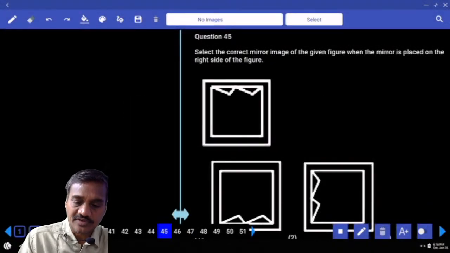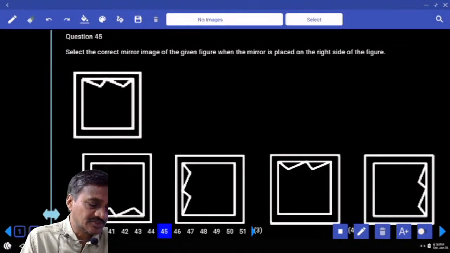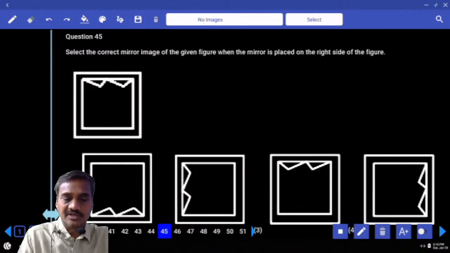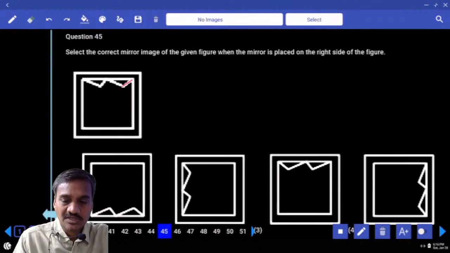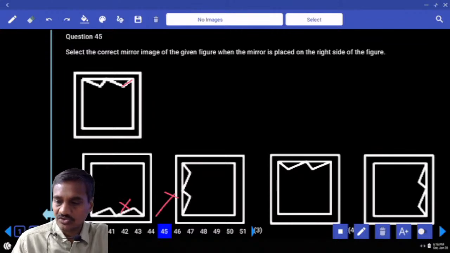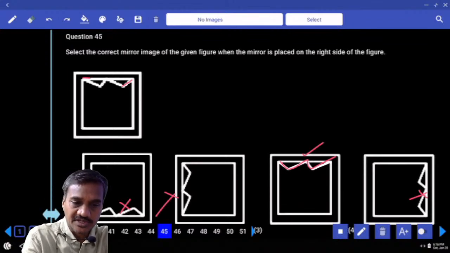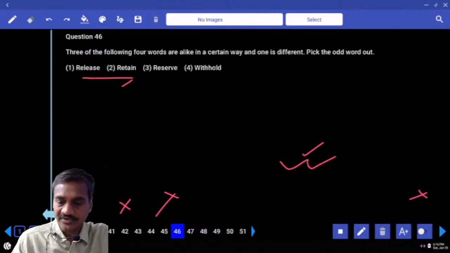Then coming to question number 45. Now we need to identify the mirror image of this one. Tell me what is the mirror image here? Mirror image must be starting from the left hand side. On the left hand side, this is ruled out, this is ruled out, this is ruled out, because this element must be along this line, along this side. Hence that is choice 3, 45.